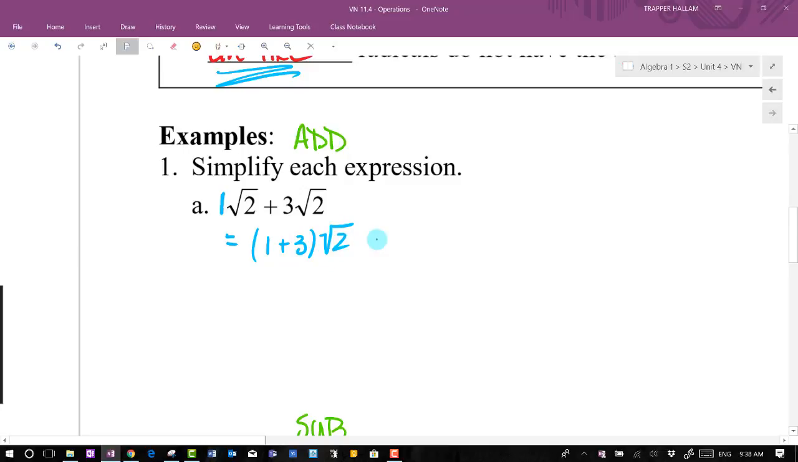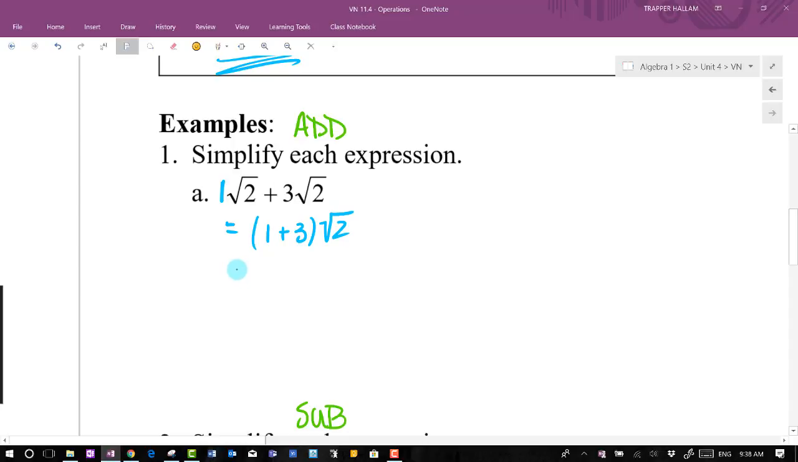Do we do that very often? Not really past this section. We do this just to remind ourselves what operation is taking place. Of course, if we add 1 and 3, we get 4, or 4 times the radical of 2. Again, the radical doesn't change. It combines under one like term, and then we add or subtract the coefficients. That's the operation that we're working with.